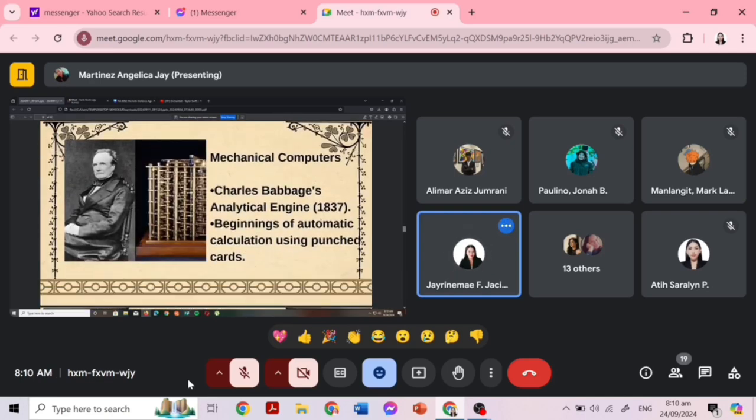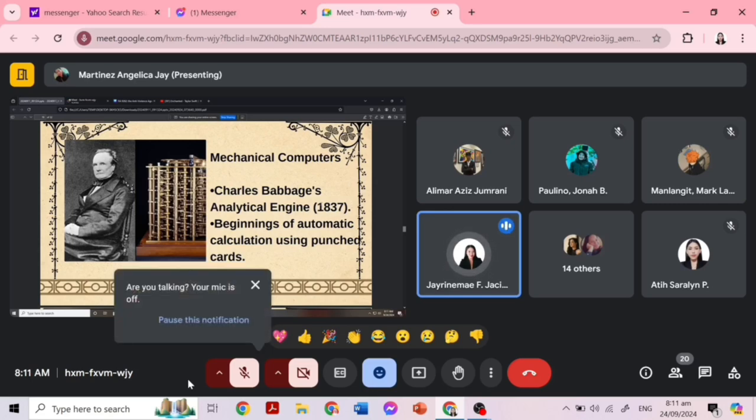So in mechanical computers, in 1837, Charles Babbage designed the analytical engine. Considered the first mechanical computer, it was revolutionary because it introduced the concept of automatic calculation, using punch cards to input data and perform various mathematical operations. Although the machine was never fully built in his time, Babbage's design laid the groundwork for future computing technology, influencing how data and calculations would be processed mechanically.